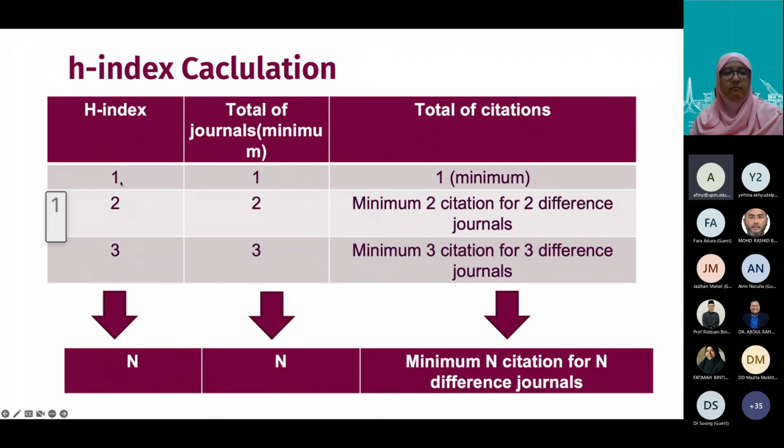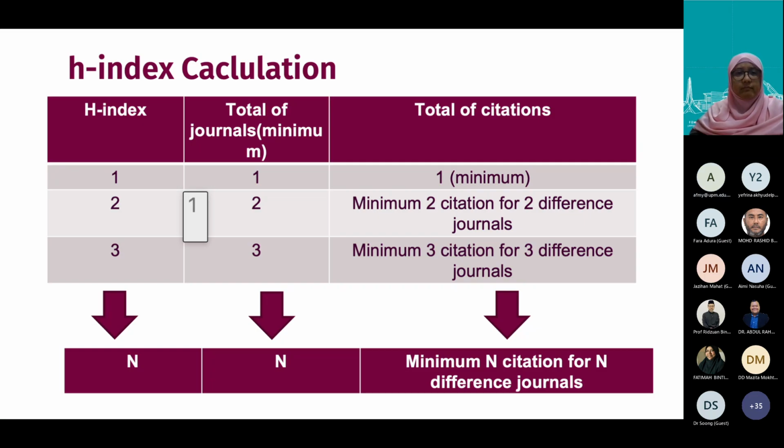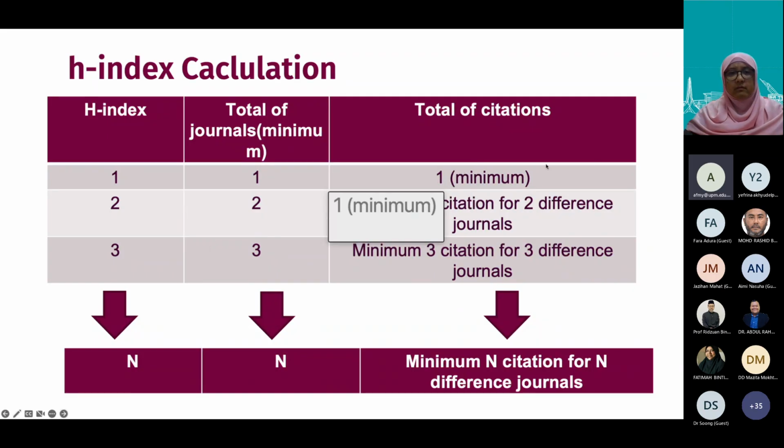So if your H index is 1, it means that you only have one journal with one citation. You can see that your H index is still 1, even though you have 7 journals in the Scopus database, because only one journal has been cited. So the total number of journals that you have in the Scopus database doesn't represent your H index, but it will help you to increase your H index. But it will not be calculated. So H index is calculated based on the total of citations here.